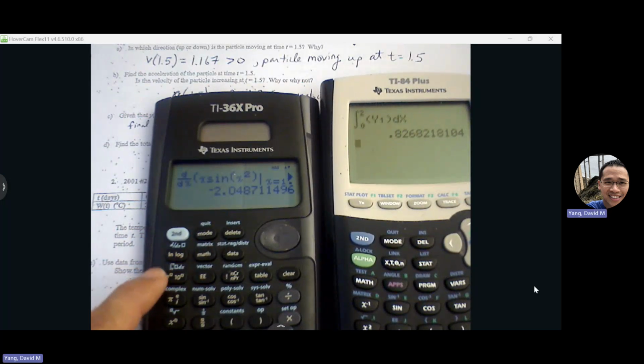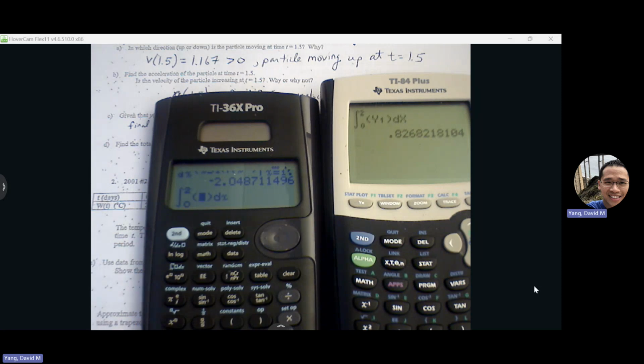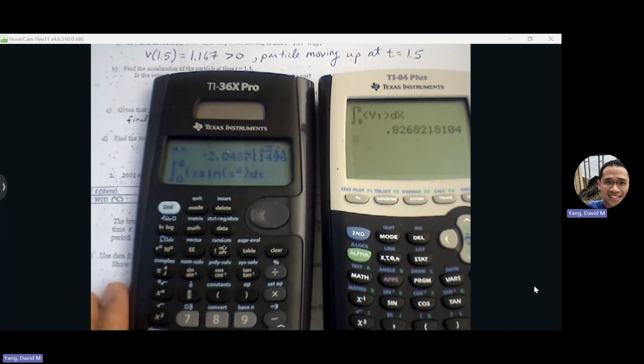If you're using the 36 Pro, there's the feature right below derivative. There's that integral notation there. If you do second e, you'll get that integral notation. So you can do from 0 to 2 and type in your velocity function. Again, always use x sine x squared. We should get the same answer.